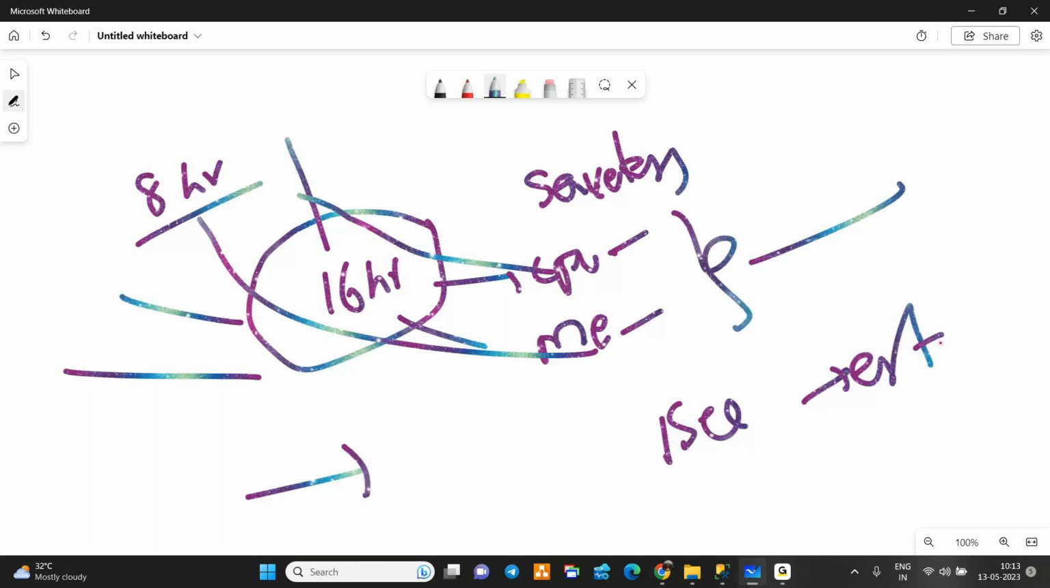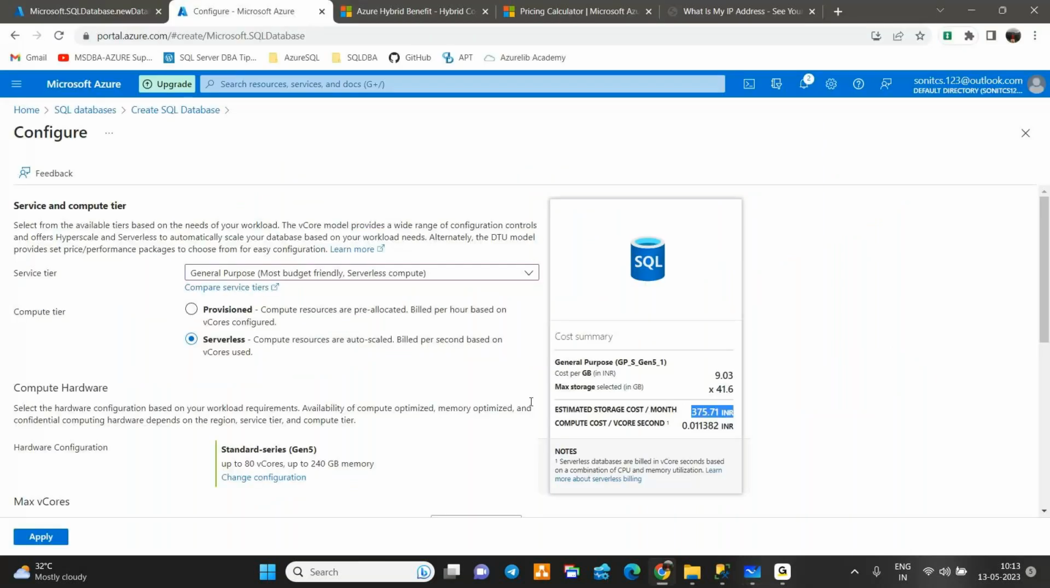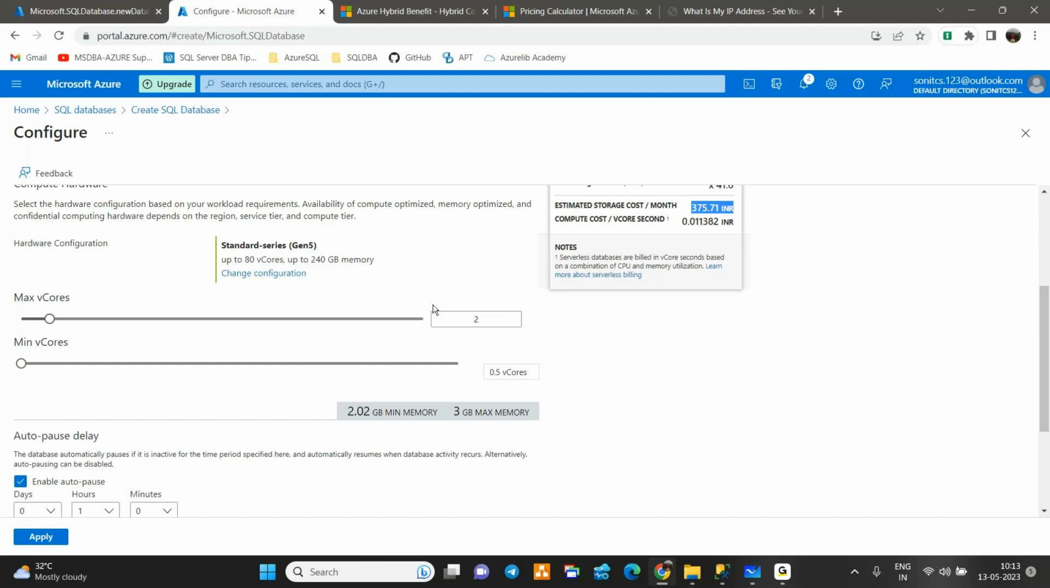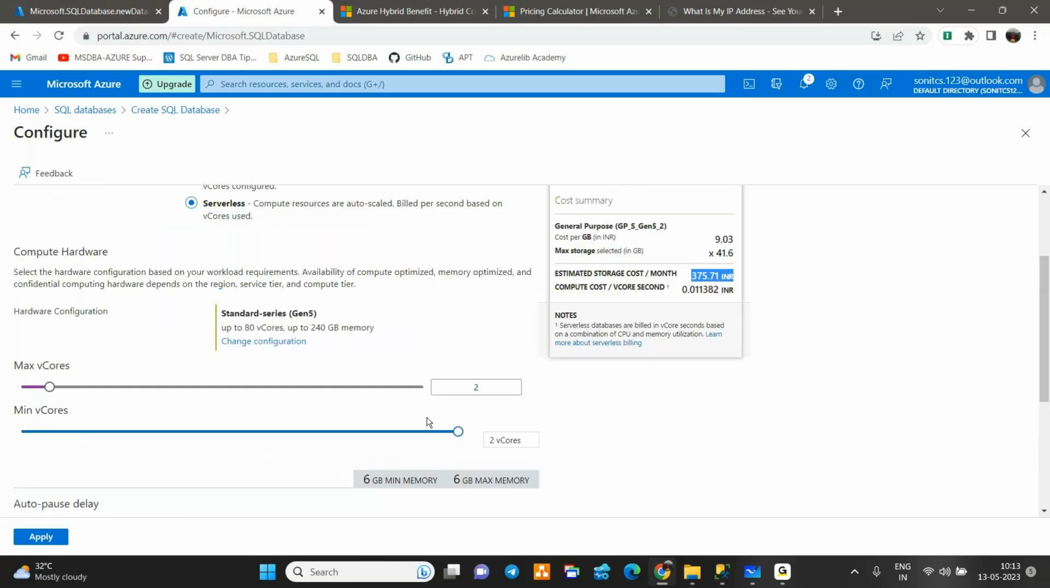This feature is only available in Azure SQL Database, and that too only in General Purpose. Under the free trial you will get only 2 cores, so let's go for 2 cores. For 2 cores the maximum memory is 6 GB, but I don't want that much memory.